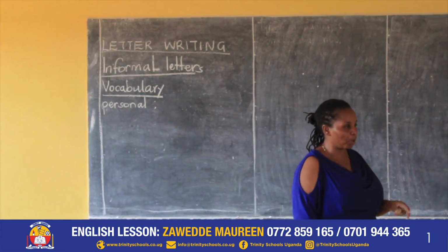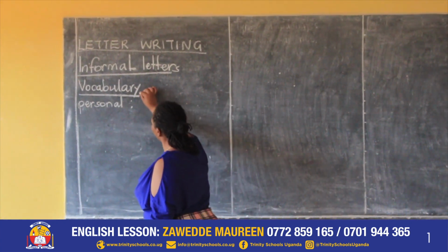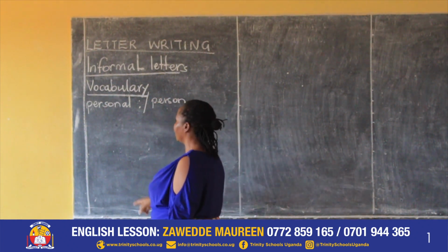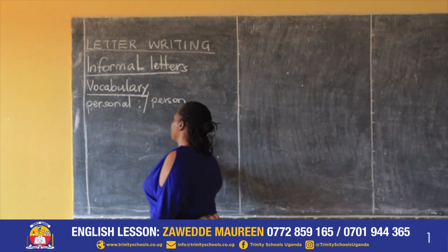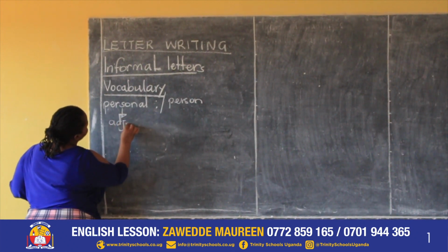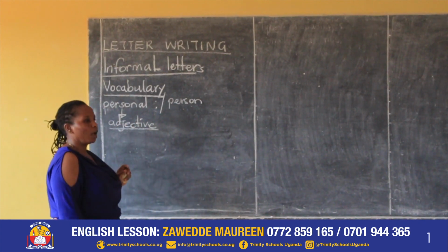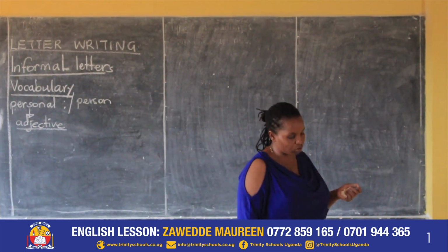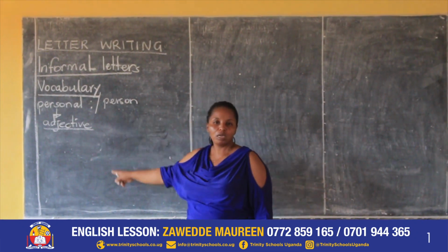The word personal comes from the word person. That is one of the words in the family of the word personal. And this word falls under adjective. This word personal is an adjective. Remember, at P4 level, we learned that adjectives are words that describe nouns. So personal, as we've said, comes from the word person.